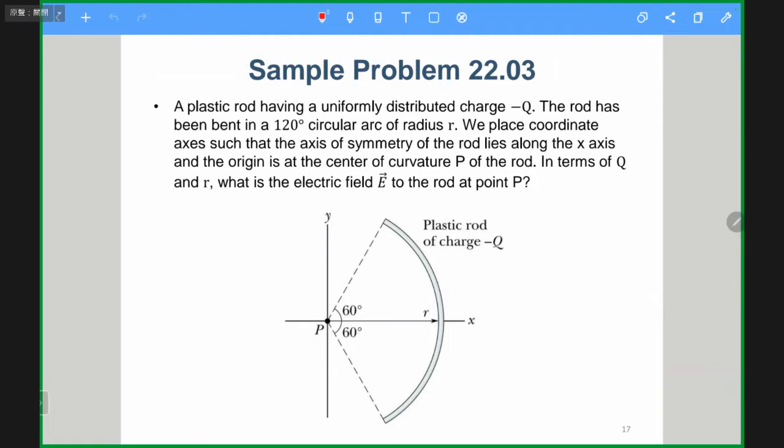Okay, so let's take a look at this sample problem. It says a plastic rod has a uniformly distributed charge negative Q. The rod has been bent into a 120-degree circular arc of radius R. So this is the center, and this is a part of a circle. It's a circular arc, and this angle is 120 degrees. So I have a uniformly distributed charge, negative Q.